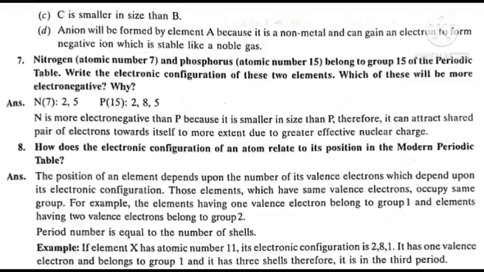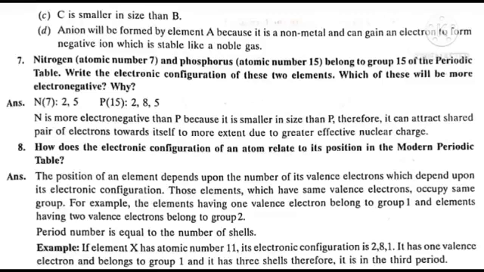Next question number 10. Compare and contrast the arrangement of elements in Mendeleev's periodic table and modern periodic table. Answer, in Mendeleev's periodic table, elements are arranged in order of increasing atomic masses. But in modern periodic table, elements are arranged according to increasing atomic numbers. In modern periodic table, there are 18 groups and 7 periods, whereas in Mendeleev's periodic table, there are 8 groups and 6 periods.